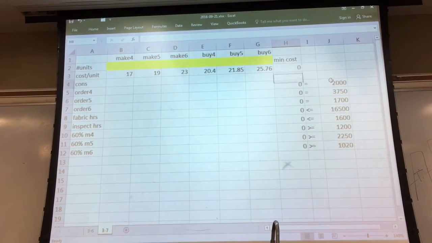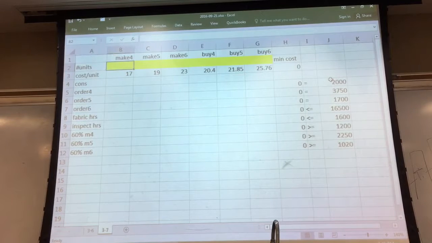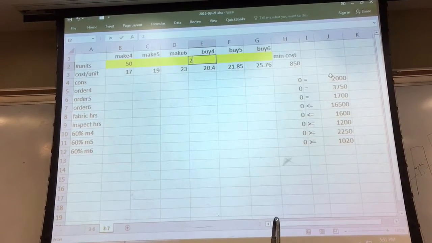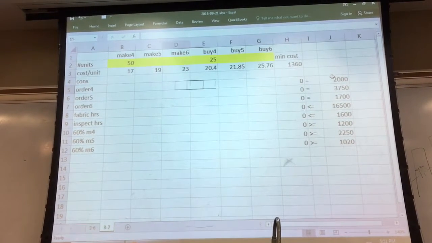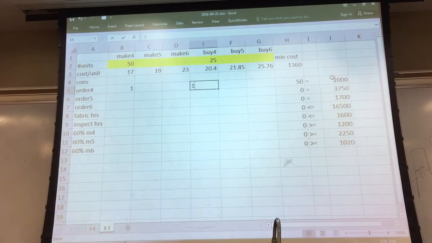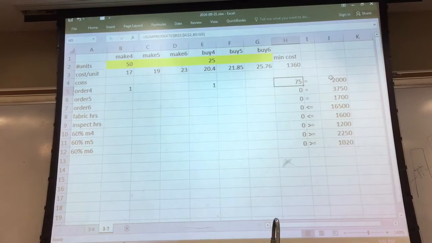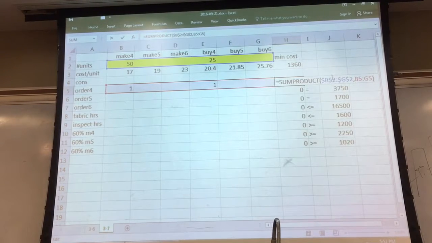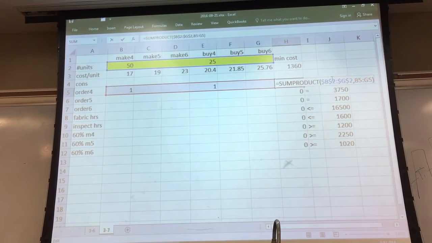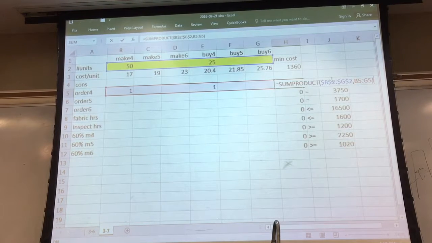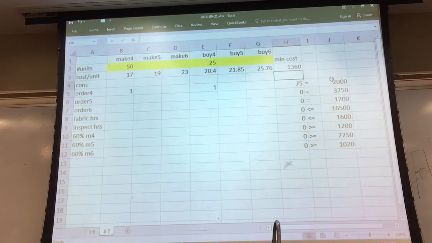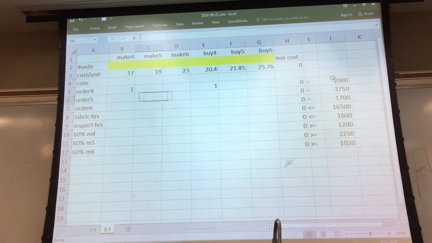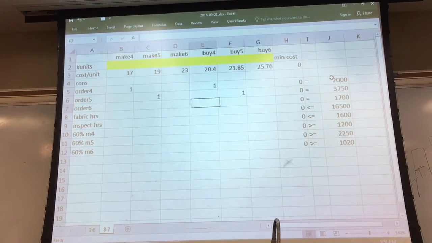Now watch. If I'm ordering the 4, if I make 50 of these, and I buy 25 of these, okay? And I have a 1 over here and a 1 over here. It tells me I only have 75 units. Take a look, I press F2. So notice, because I'm only talking about 4s, I only put 1s in the things that have a 4. Now, when I'm talking about 5s, I only put a 1 in the things that are talking about what? 6s.